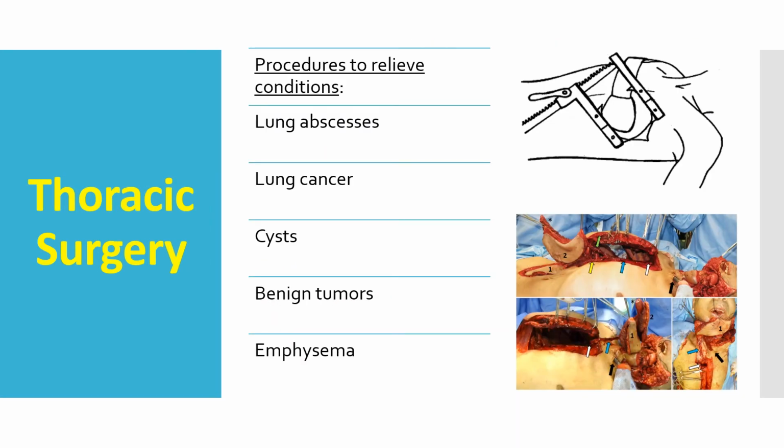Moving on to thoracic surgery. A thoracotomy is the creation of a surgical opening into the thoracic cavity. It is performed to treat several different conditions: lung abscesses, lung cancer, cysts, benign tumors, emphysema. And the pictures on the right are just some graphic pictures of a thoracotomy.